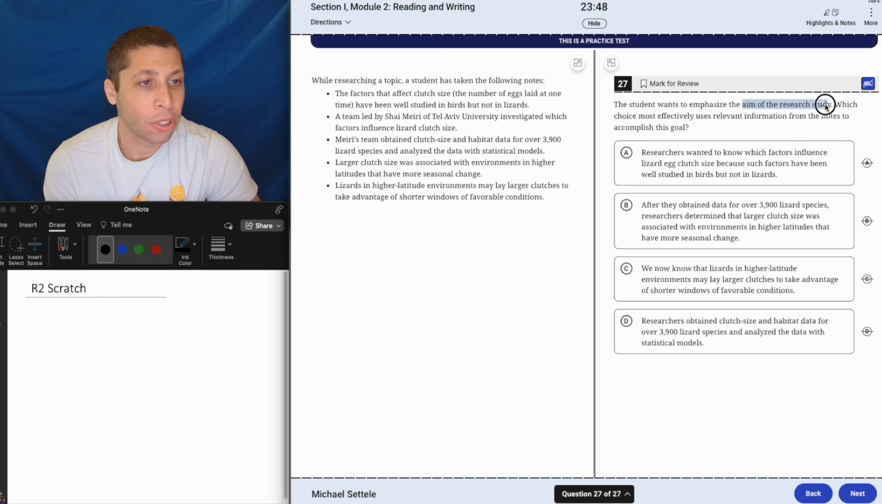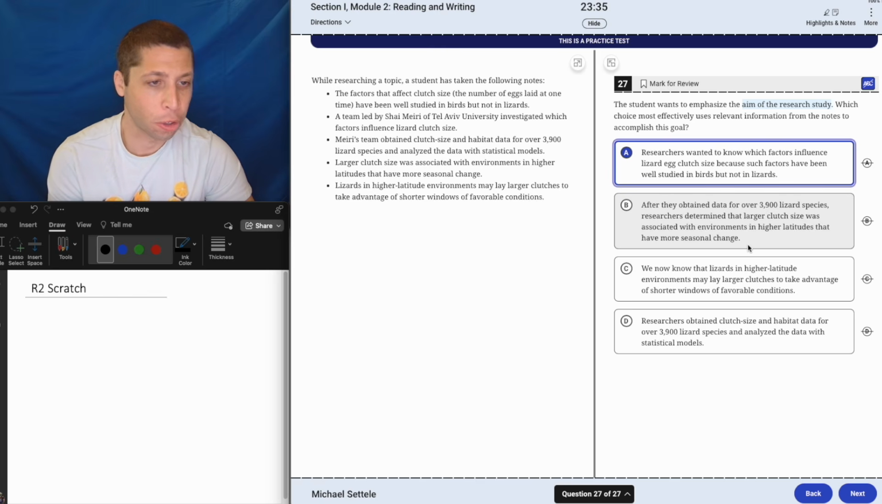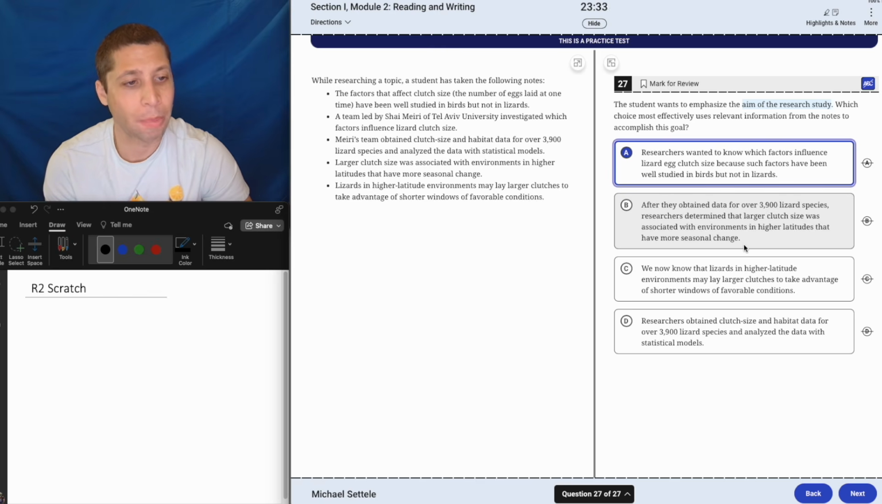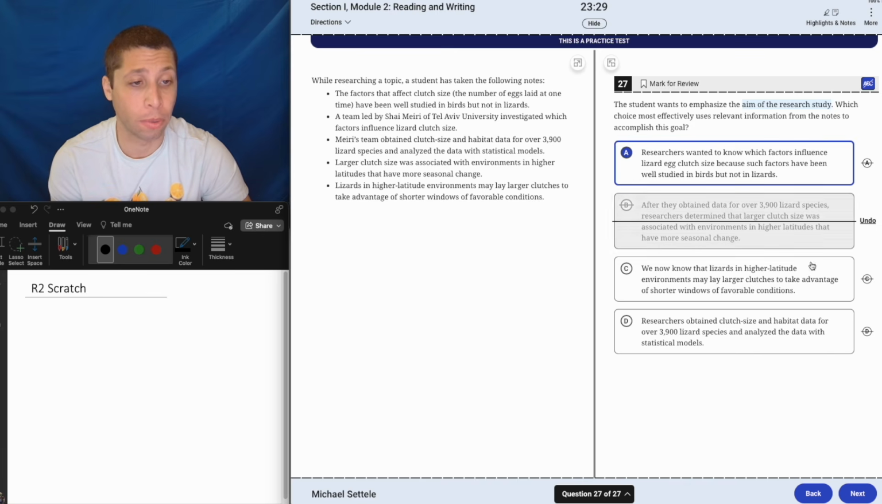Emphasize the aim of the research study. Okay. Researchers wanted to know which factors influence lizard egg clutch size because such factors have been well studied in birds but not in lizards. I mean, it's an aim. After they obtained data for over 3,900 lizard species, researchers determined that larger clutch size was associated with environments in higher latitudes that have more seasonal changes. That's not the aim, that's the conclusion of the research study.